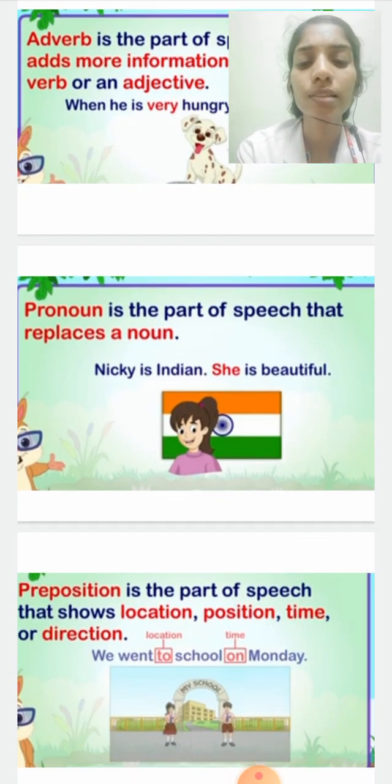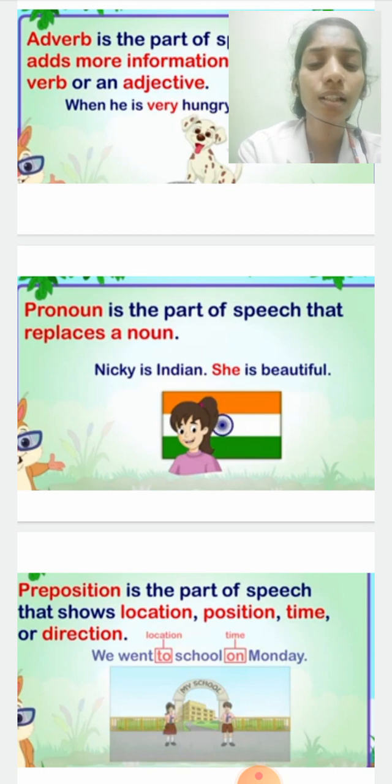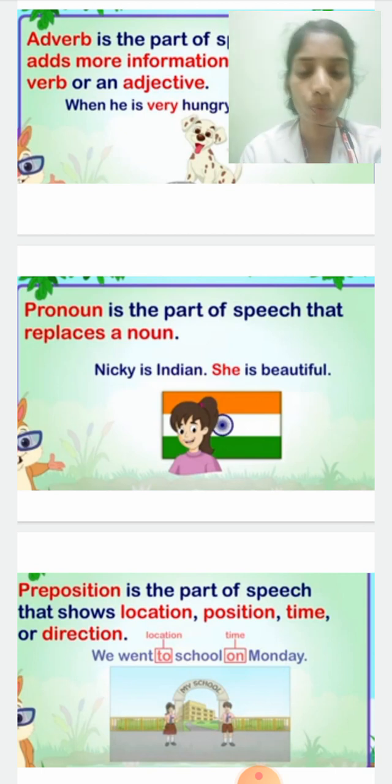So the next thing is pronoun. Pronoun is a part of speech that replaces a noun. Nikki is Indian, she is beautiful. So Nikki is a noun here, because whenever we mention a naming word, we can see that. So instead of the noun, we are using the pronoun. We are replacing the noun with a pronoun.